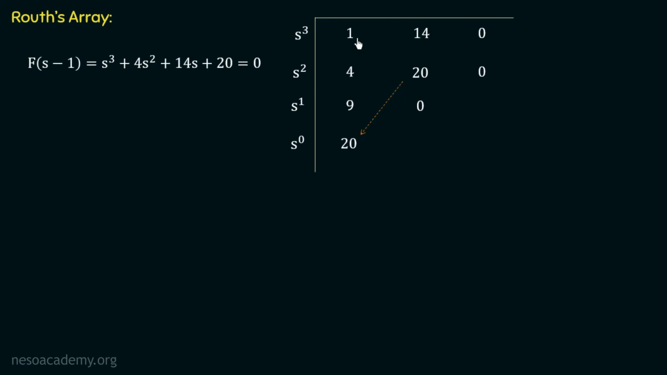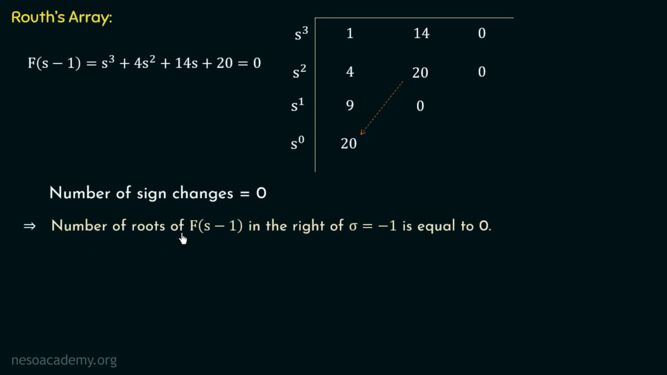Let us now examine the number of sign changes in the first column. We can see all the terms in the first column of Routh's array are positive. So the number of sign changes is equal to 0. Now the number of sign changes in the first column of Routh's array will tell us the number of roots of this characteristic equation in the right of sigma equal to minus 1. But in this case, the number of sign changes is equal to 0. So we can say that the number of roots of f of s minus 1 in the right of the line sigma equal to minus 1 is equal to 0.